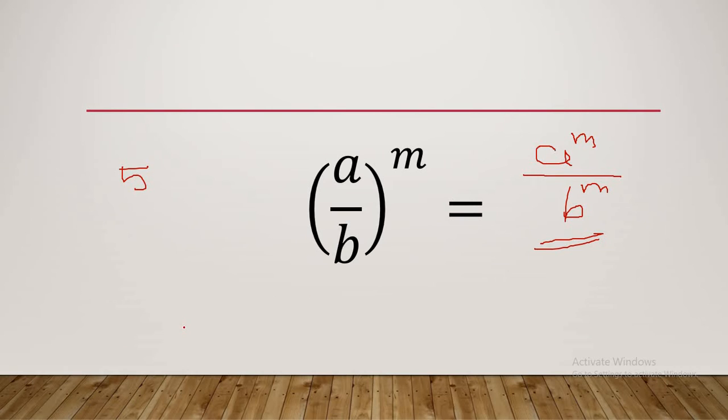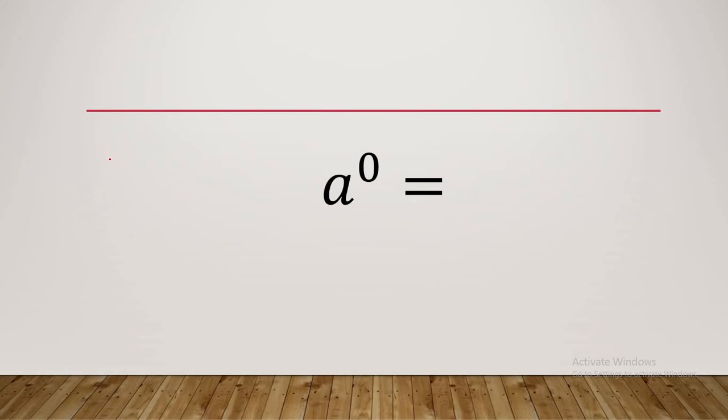Okay, let's look at rule number 6 in indices. A raised to the power 0 is 1. In indices, anything raised to the power 0 is 1. For example, if you have 2x raised to the power 0, the answer is 1. Okay, right. So these are some of the rules or laws of indices.